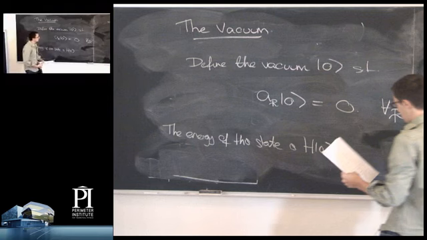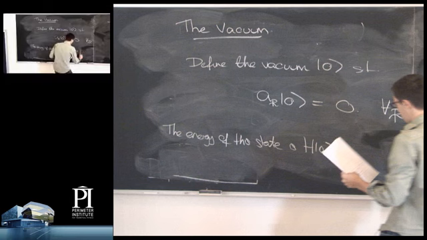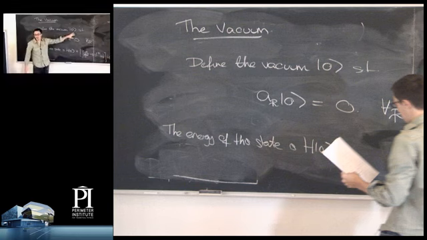So let's figure out the energy of this state. We take the Hamiltonian and act on the vacuum with it. This term kills it, but this term is a big number. So this is the state of the field, the ground state of the field.